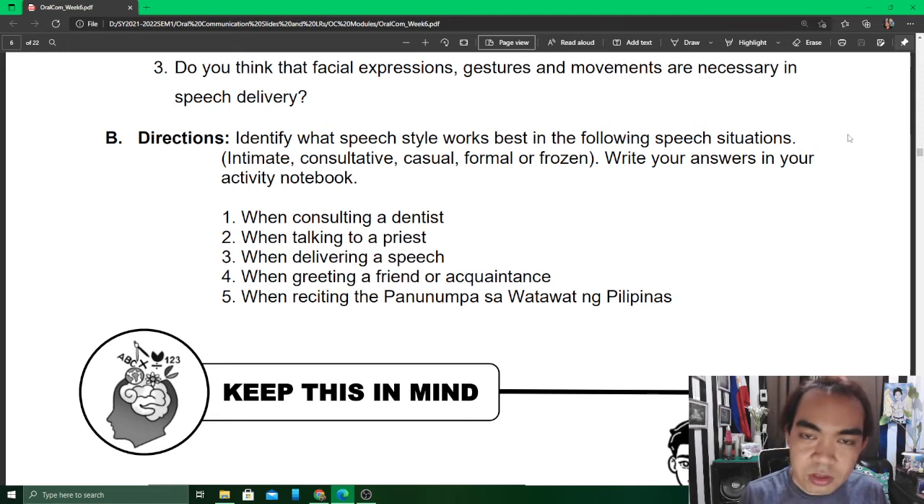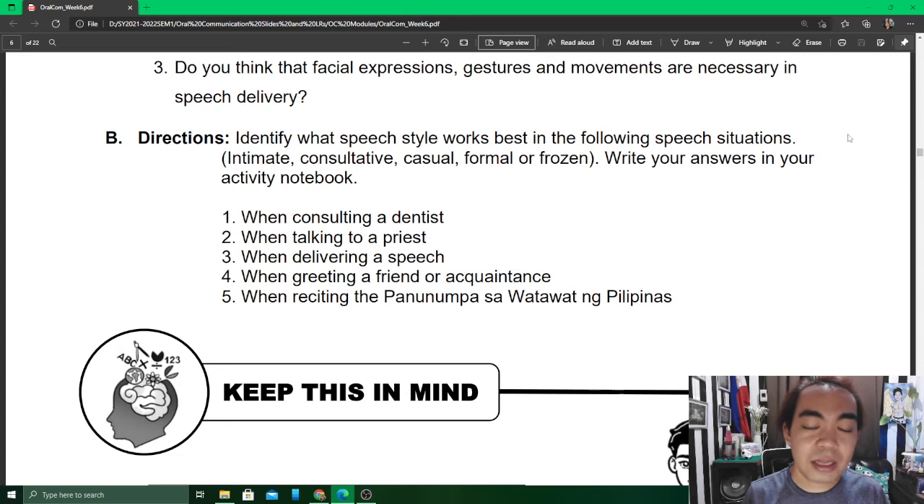Okay? So, when you consult a dentist, by the label lang it is in speech situation. Ano ay handera sa lima ang bagay, no? When consulting a dentist. Ara na may word na ganun. Consulting. So, it is consultative. Number 2, when talking to a priest, dindira sa lima ang nagabagay nga type of speech situation or speech style gamiton.